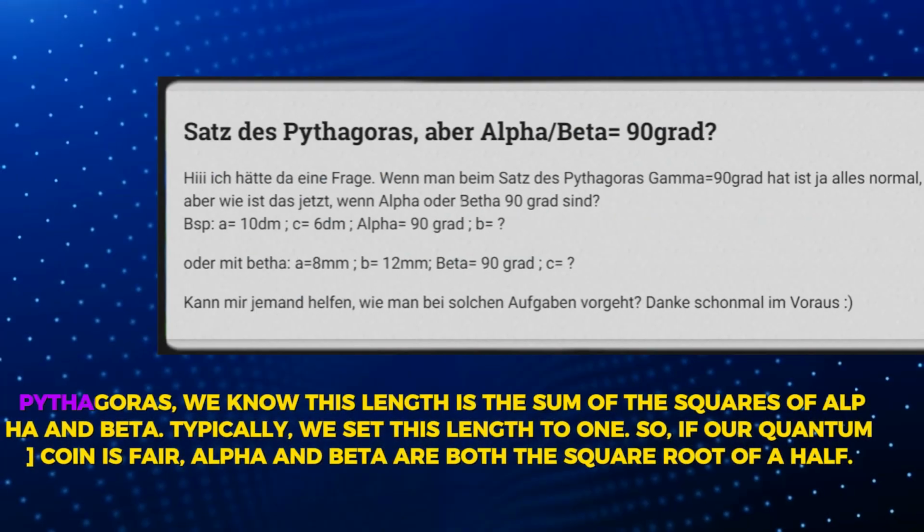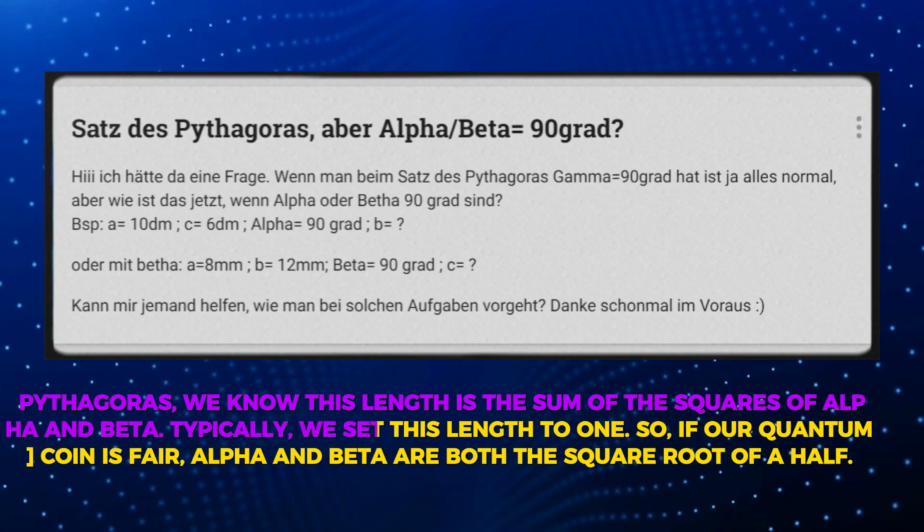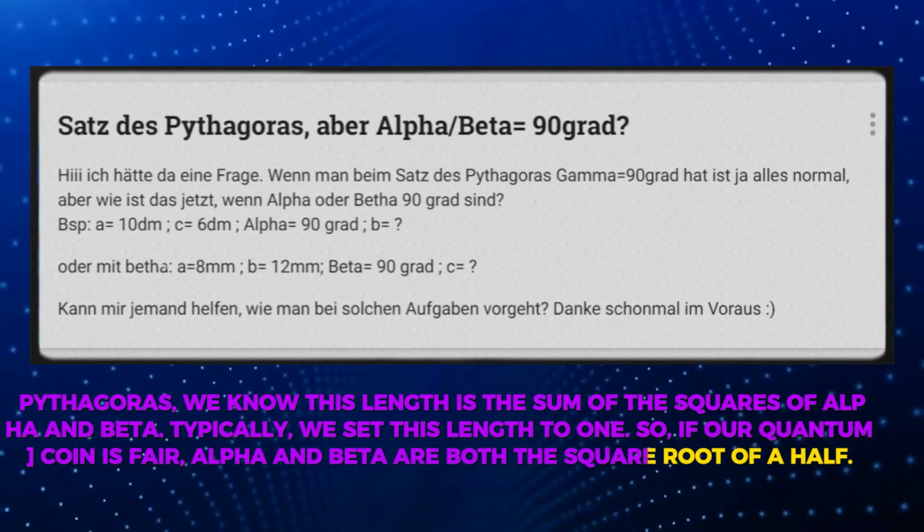Now let's start with a coin, but not just any coin, a quantum coin. In the quantum world, we describe things using wave functions. Imagine a wave function as an arrow pointing in a direction that shows you how much heads-ness or tails-ness our quantum coin has. The strength of each state, heads or tails, is given by coefficients. Let's call them alpha and beta. In the quantum world, the length of our wave function arrow stays the same. Thanks to Pythagoras, we know this length is the sum of the squares of alpha and beta. Typically, we set this length to 1. So if our quantum coin is fair, alpha and beta are both the square root of a half.